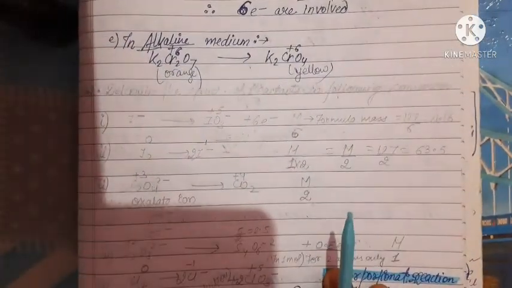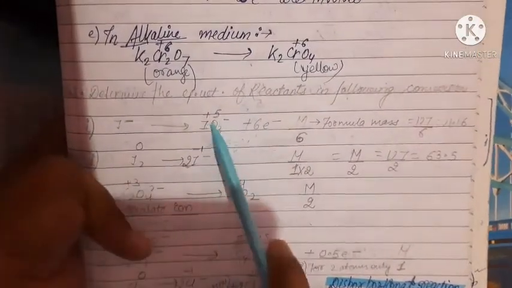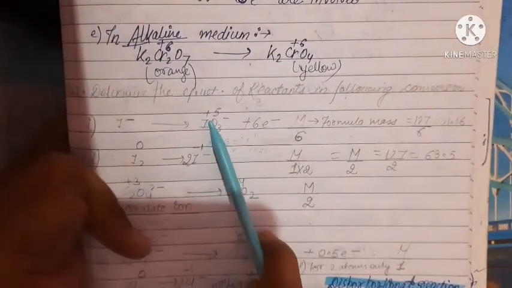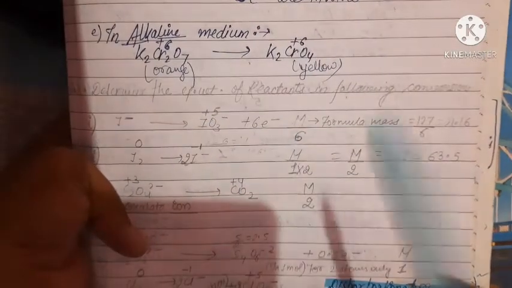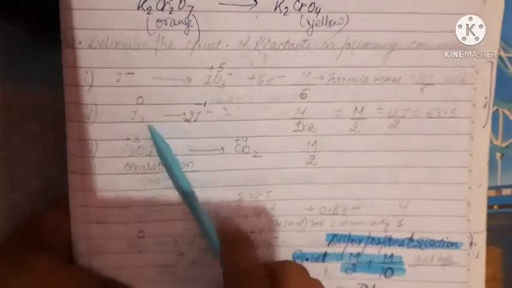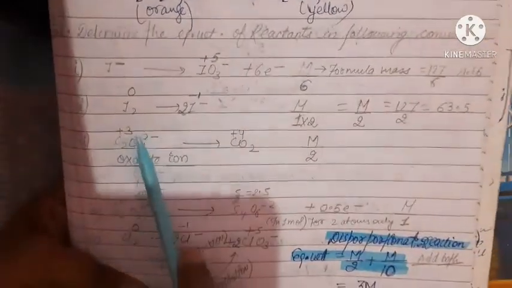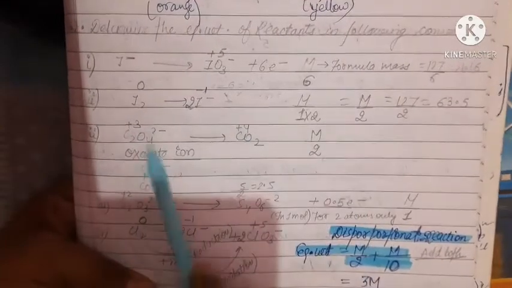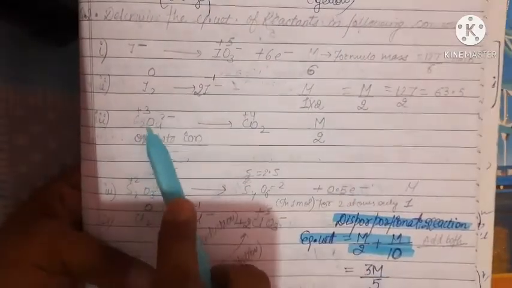Now, determine the equivalent weight of reactions in the following conversions. From -1, it's going into +5. So it has lost 6 electrons actually. I2 to 2I minus. You can see +3 to +4. So we have to think per atom. So it's coming 2 because here 2.